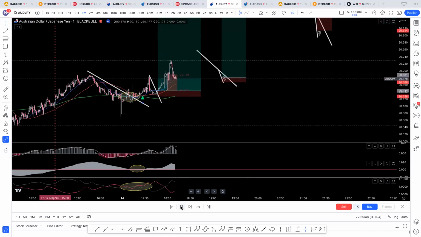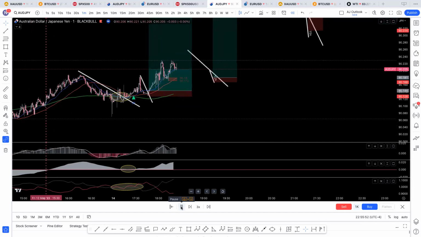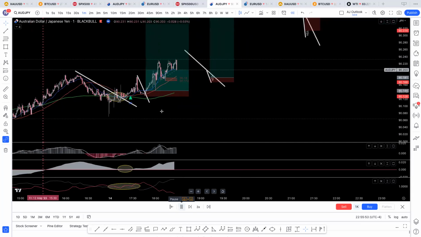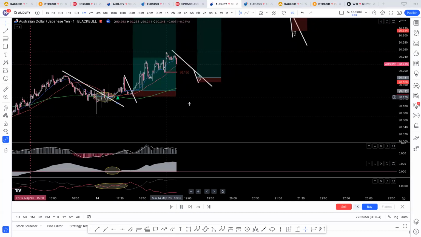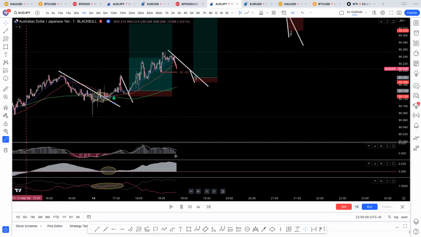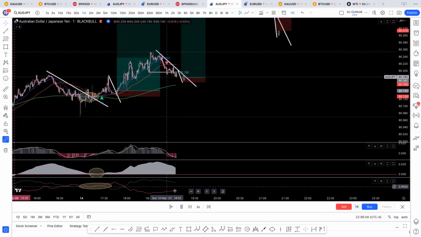All right, and back on the 1 minute, price is above my green 50. All of my moving averages are separated nicely. Got the pullback occurring right here. Got the momentum, got the sentiment.